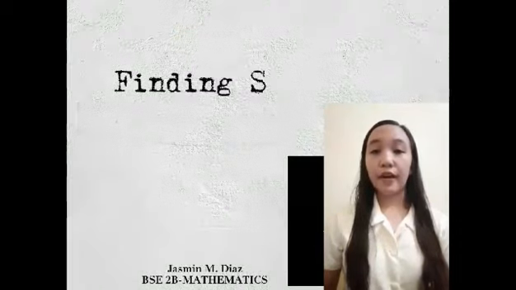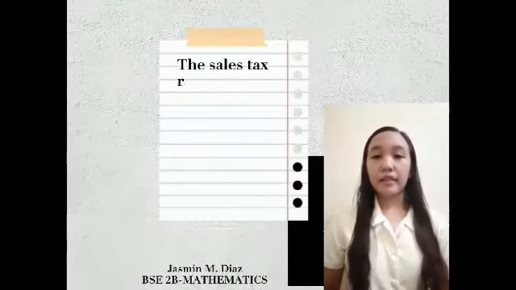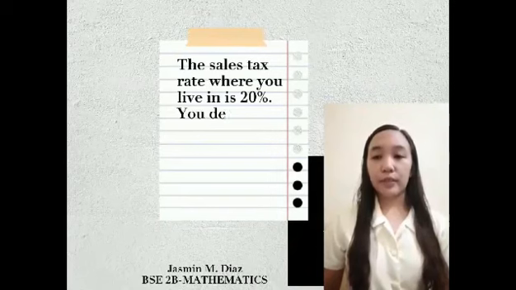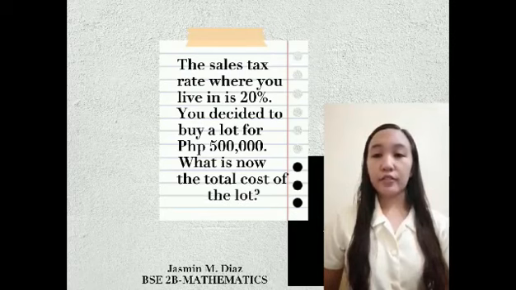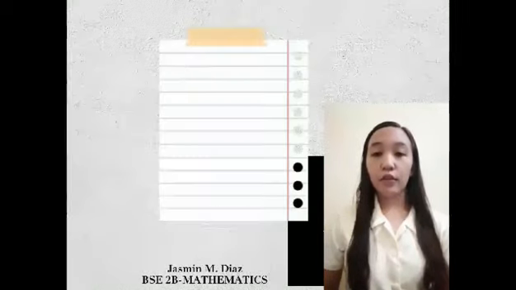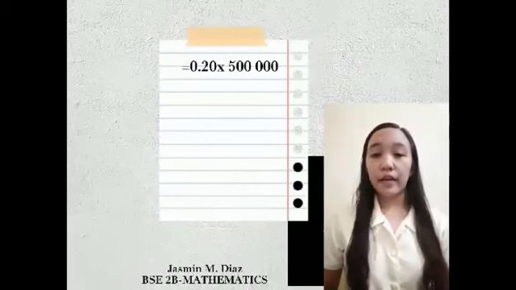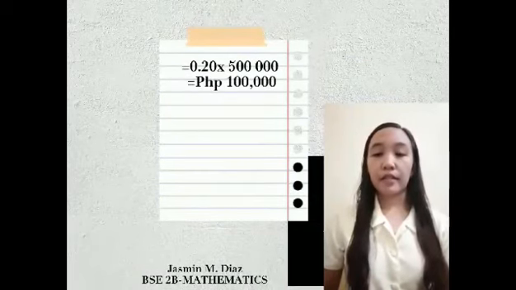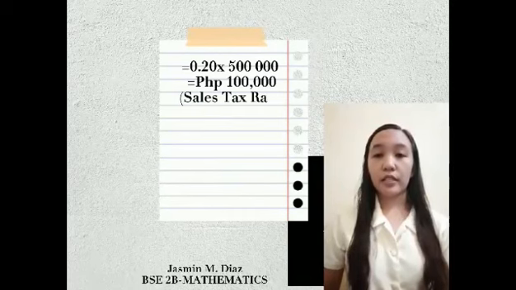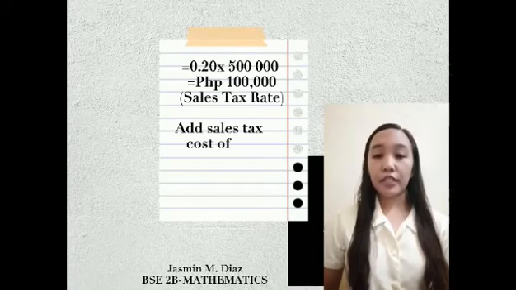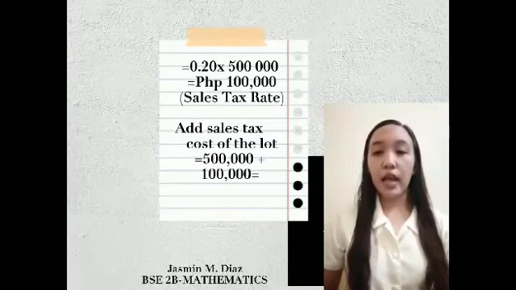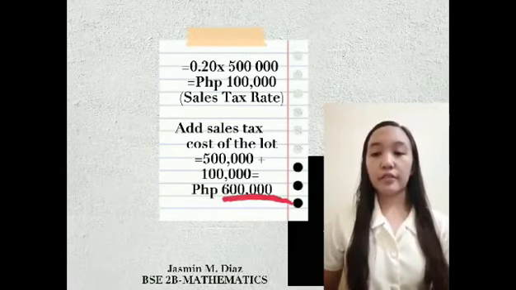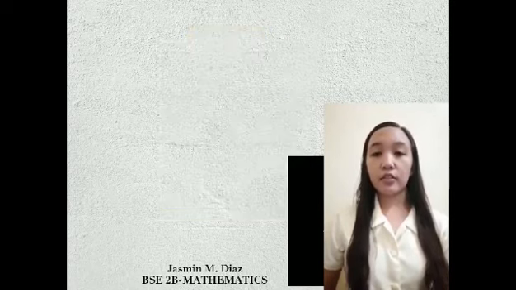The second one is finding sales tax. The problem is the sales tax rate where you live is 20%. You decided to buy a lot for 500,000 pesos. What is now the total cost of the lot? So, all you have to do is to multiply the 20% by 500,000 and the total is 100,000. So this is the total sales tax. After that, we add sales tax to the cost of the lot and we have 500,000 plus 100,000 is equal to 600,000. So this is the total cost of the lot.